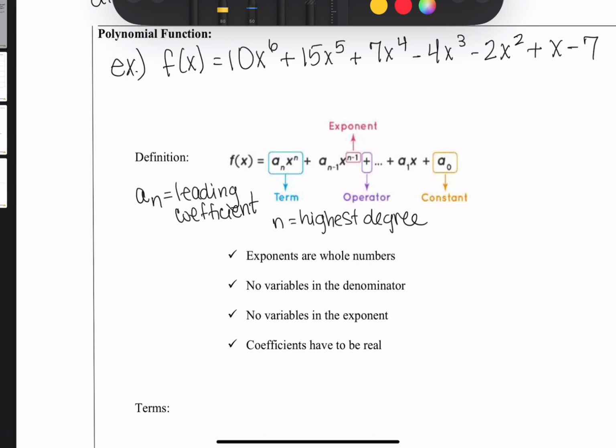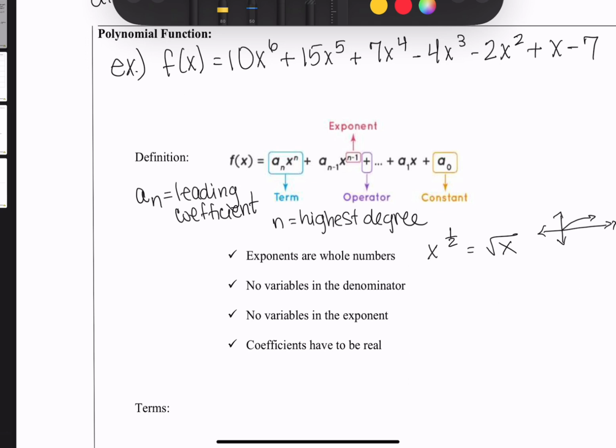There are a few rules with this definition. The first rule is that all of your exponents have to be whole numbers. Why is that? Well, x to the 1/2 power is really the square root of x. And the square root of x is a function, not that you should know this right now, that looks like this. This is not a polynomial function. It is not continuous for all x values. This is my x-axis.